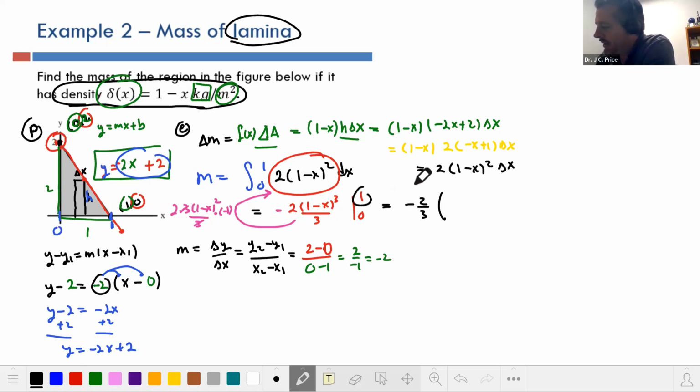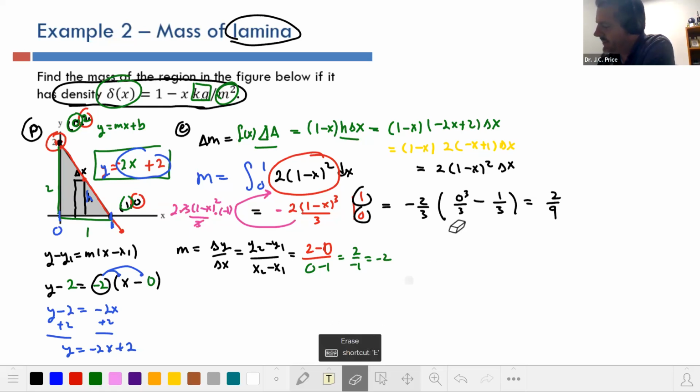and then I'm going to plug in my 1. When you plug in 1, you get 1 minus 1, which is 0 cubed over 3. And then minus, I factor that -2/3 out, plug in 0, so I get 1 cubed, which is 1 over 3. And so that's going to equal a negative times a negative, a positive 2 over, what is that? 9, right? So 2/9. Oh, gosh darn it. Let me tell you guys, I don't know why I put that 3 back there. I pulled that 3 out.